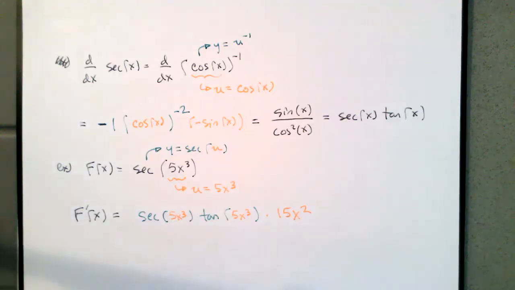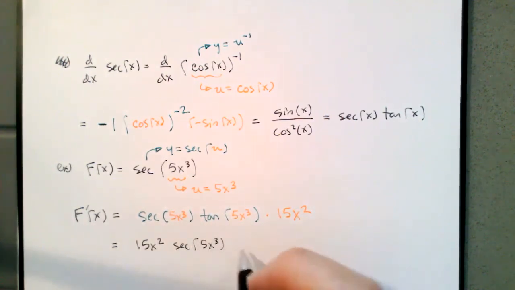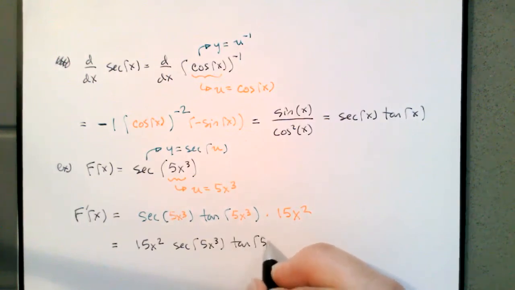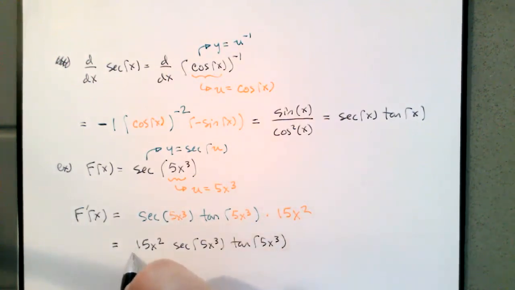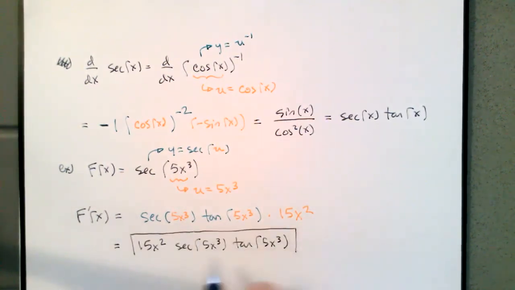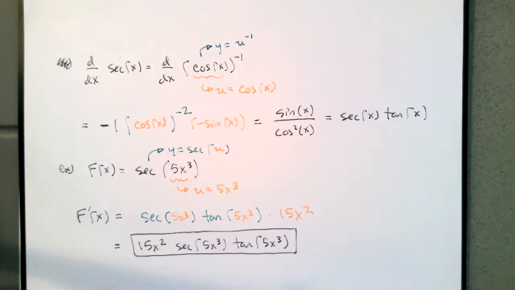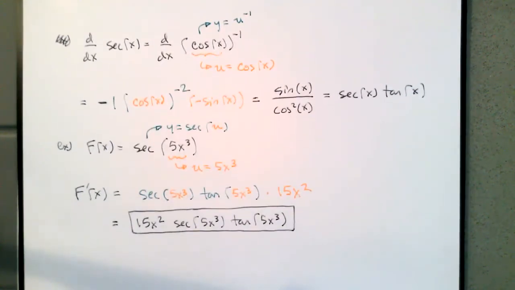This would be a weird way to write this with the polynomial way down here at the end, so we'd probably write that first. 15x squared secant 5x cubed times tangent 5x cubed. Just because we wrote the 5x cubed twice because the form of the derivative of secant doesn't mean that we have to multiply by 15x squared twice. We write the secant of 5x cubed times tangent of 5x cubed.